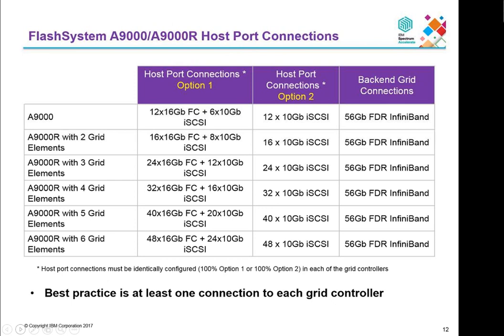So again, I'm not sure what you guys are going to be seeing, but I have options in the A9000 and the A9000R. I have what I call my default option, which is 16 gig Fibre Channel and 10 gig iSCSI, and I also have an all iSCSI option. And I believe the ones that were specified are the combined ones.